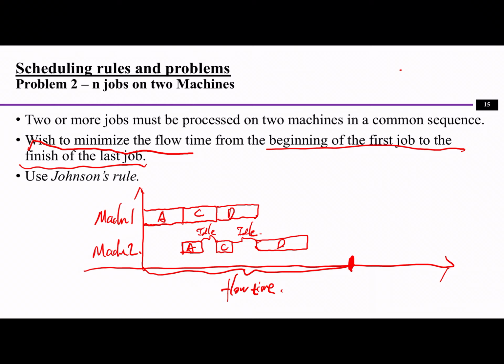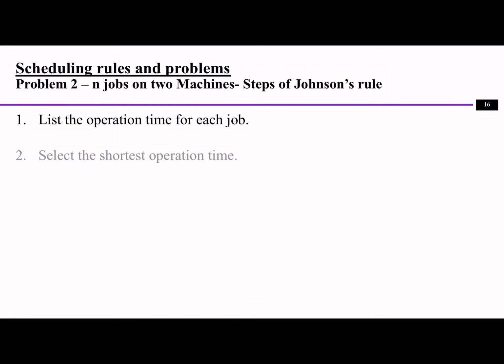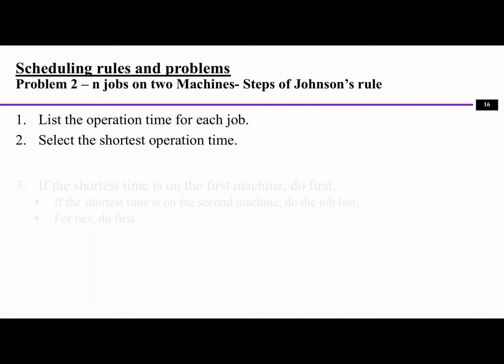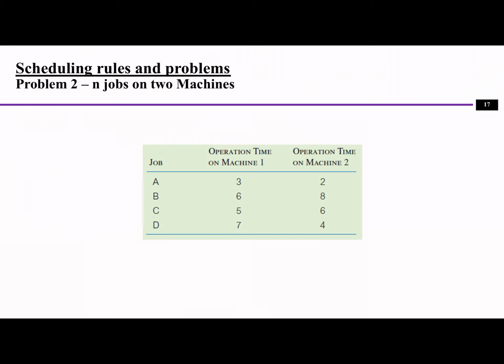All right, now let's look at how we solve this problem. Actually, we have a rule to deal with this. It starts from the mathematical equations, and it's called Johnson's rule. Johnson's rule is that we first list all the operation times for each job, and then select the shortest operation time. If the shortest time is on the first machine, we do that job first. If the shortest time is on the second machine, we do the job last. If there are ties, we do it first. Then we repeat all the steps for the remaining jobs. So how it works, now let's look at one example.